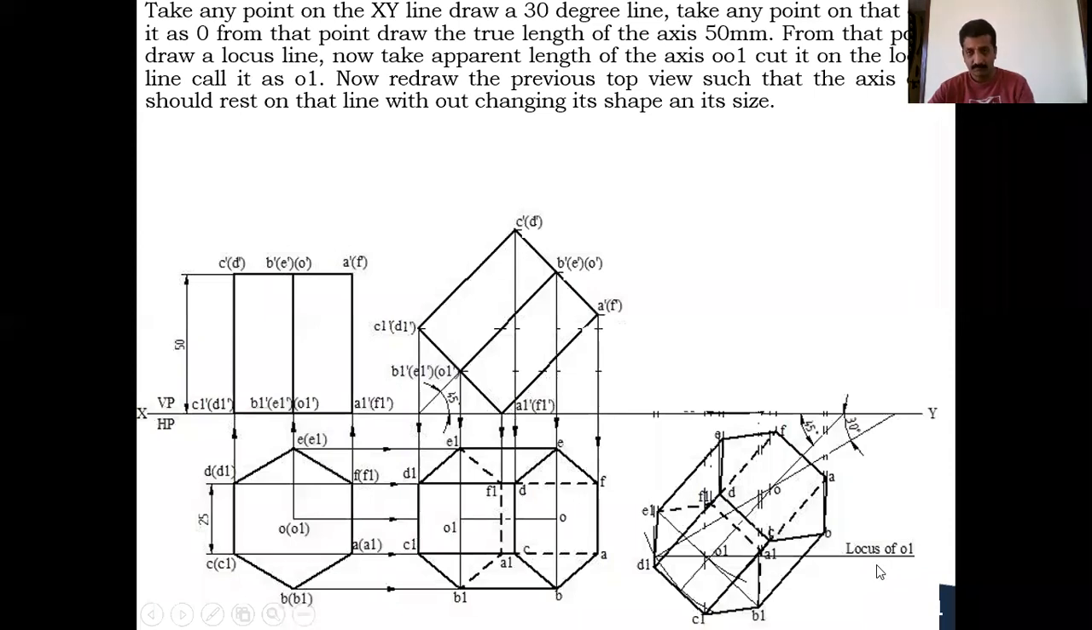and call this a locus line. Now you take the apparent length of your axis, O2 O1, from the previous top view, with the same O as the center, you cut this locus line, that is the horizontal line. Wherever it cuts, you call that as the O1 and join it. After joining this O2 O1, extend this line till it meets the XY line and measure it. And call that as the apparent inclination, that is your beta.